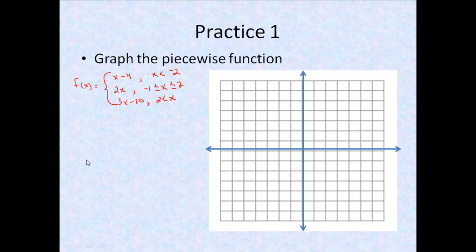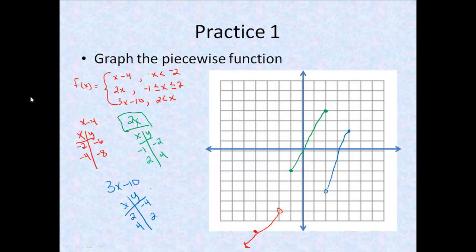Okay, here's a practice problem. I've given you a piecewise function here. I've given you the domain restrictions, and what I want you to do is I want you to go ahead and see what you come up with for this graph. So start by graphing each one individually and make sure you use your cutoff points. So go ahead and pause the video and see what you come up with.